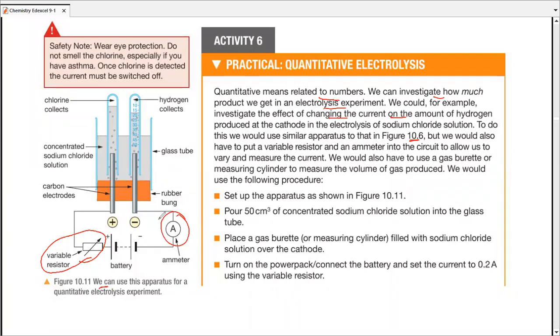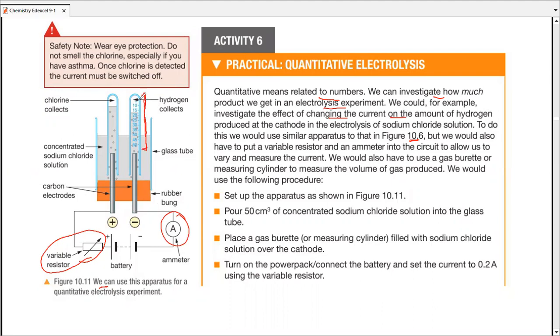The rest of the apparatus is fine. We have a battery or a power pack. We have the two electrodes connected to each end of the battery. We have the rubber bung. We have the glass tubes. We have the inverted test tubes. And this time we have test tubes that are graduated.